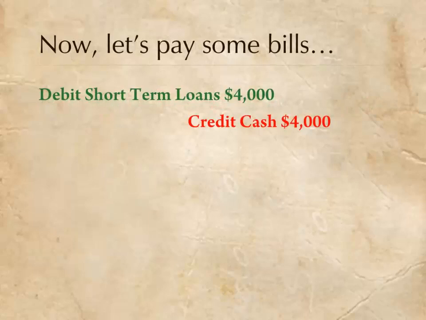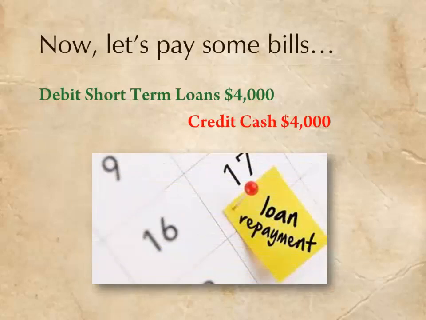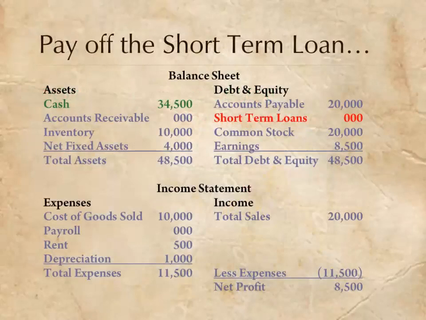Now let's pay some bills. First, let's pay off the note on the truck. We debit short-term loans $4,000, and then we credit cash. This transaction is cash flow. It does not affect our profitability. Cash went down by $4,000, and the $4,000 short-term loan went to zero.